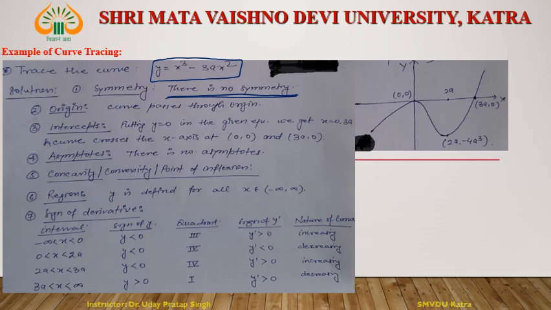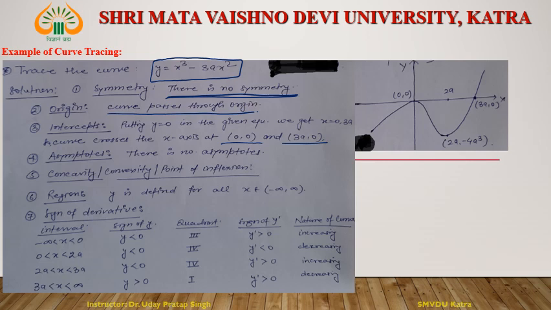Origin: this curve passes through the origin, since 0 0 satisfies this equation. Okay, since 0 0 satisfies this equation, therefore this curve passes through the origin. Intercept: where it intercepts the x-axis and y-axis. Where it intercepts the x-axis, put y is equal to 0. If we put y is equal to 0, then what do we obtain? X is equal to 0 and x equal to 3a. Then what are the points? 0 0 and 3a 0. These 2 points are where the curve touches or crosses the x-axis, right?